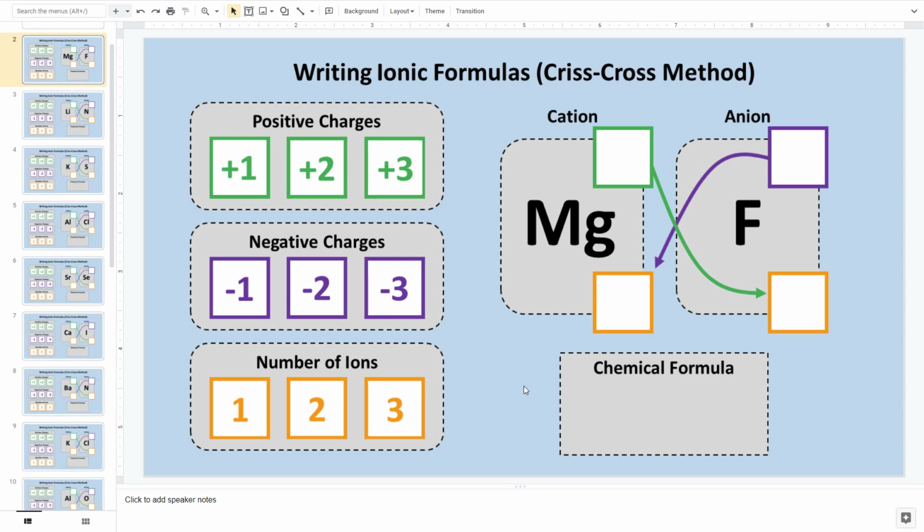Okay, here's an example of how to do this activity. We have a magnesium and a fluorine, and so it's going to be a magnesium ion and a fluoride ion. And we need to figure out what the charges are on these ions first.